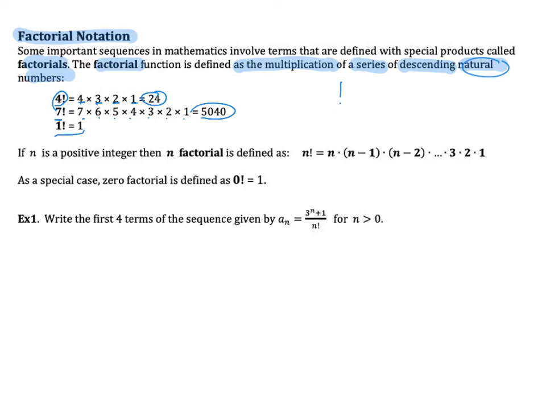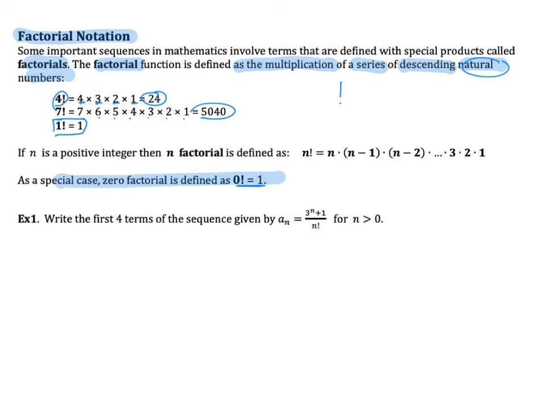1 factorial is just 1, and then here, a special case: 0 factorial is 1. So that is a definition, that's something you need to remember. That is a special case. We might talk more about that later when we get into probability.